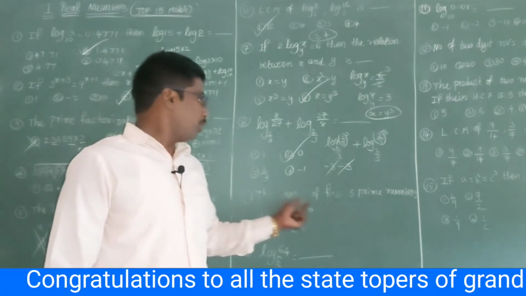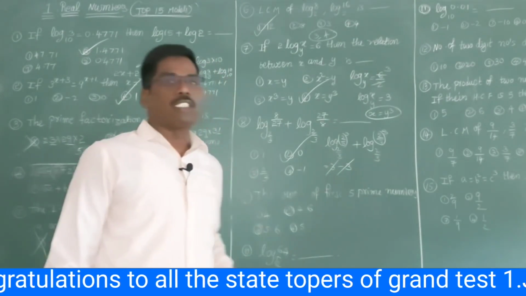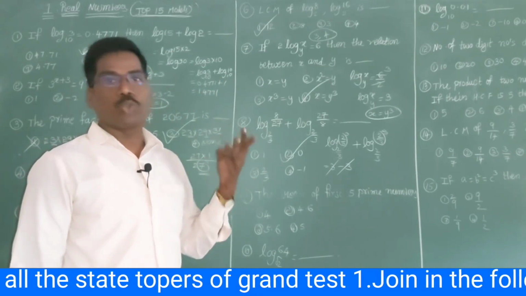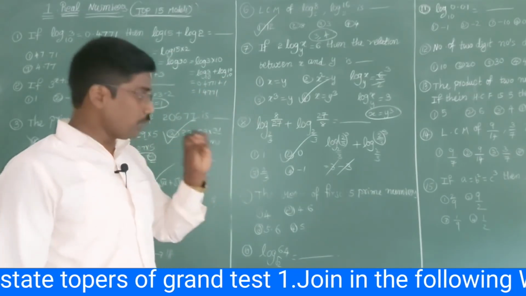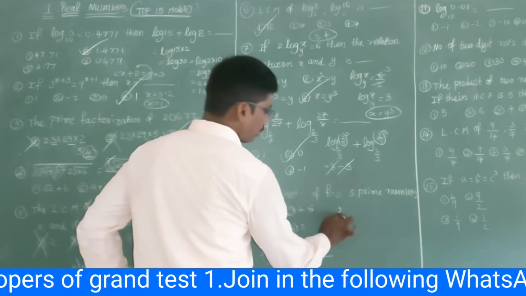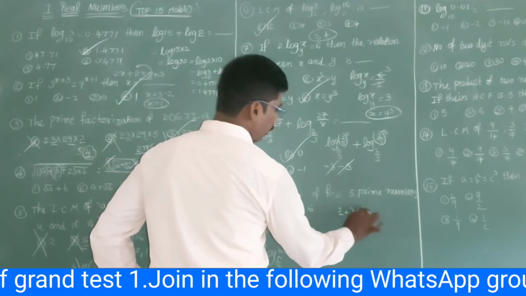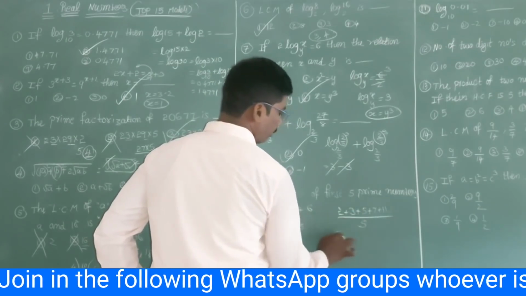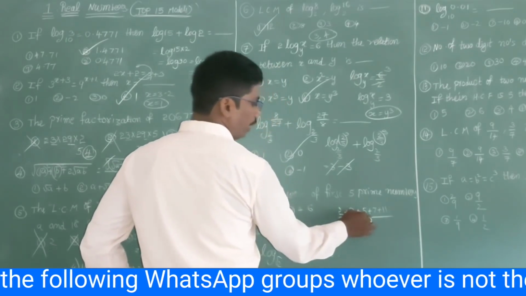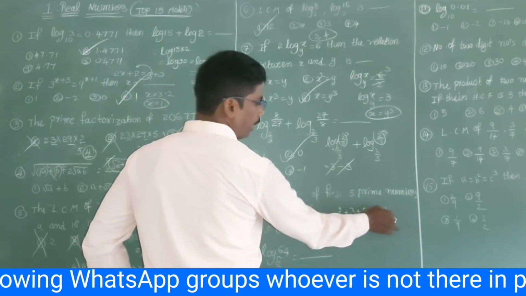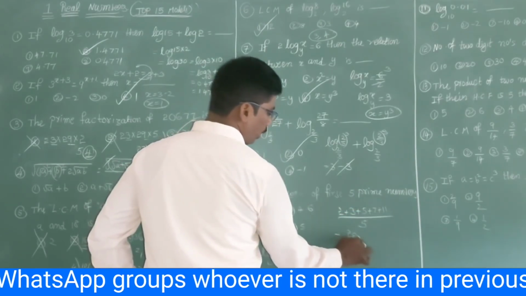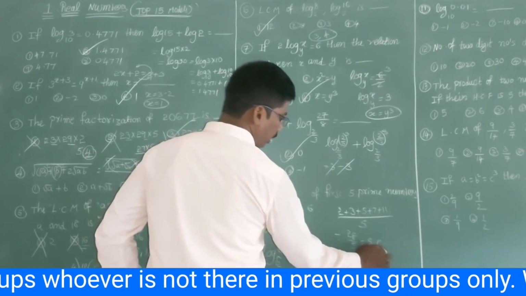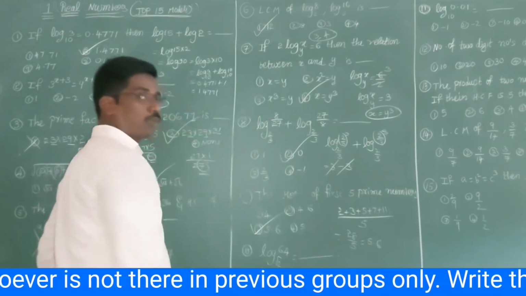Next, the mean of the first 5 prime numbers. I have already given the previous lesson, prime numbers 2, 3, 5, 7 like that. So the first prime numbers: 2 plus 3 plus 5 plus 7 plus 11, divided by 5. 2 plus 3 is 5, 5 plus 5 is 10, 17, 28. So 28 by 5 is equal to 5.6. So 5.6 is the third option.